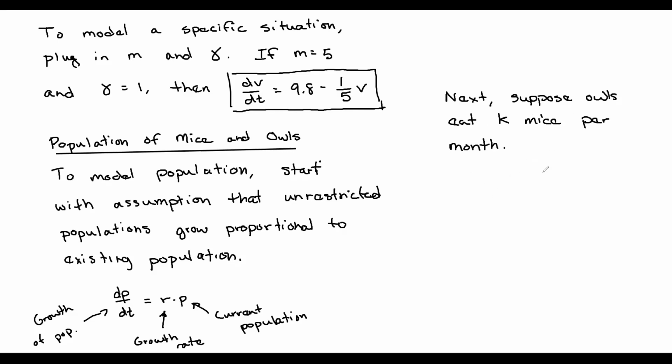Okay, and so the way to handle that is you're just going to subtract that value off, right? So dP/dt equals rP. This is going to give us the number of new mice that we would get over a time period, say a month. And then to figure out what the growth would actually be, we're going to take the number of new mice and subtract off the number of mice that the owls eat. And then what's left is going to be the growth in the mice. Okay, and so that gives us a model for populations of mice and owls.